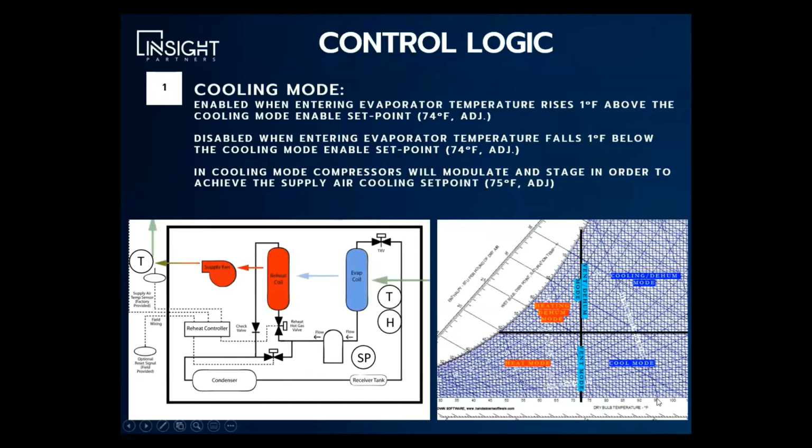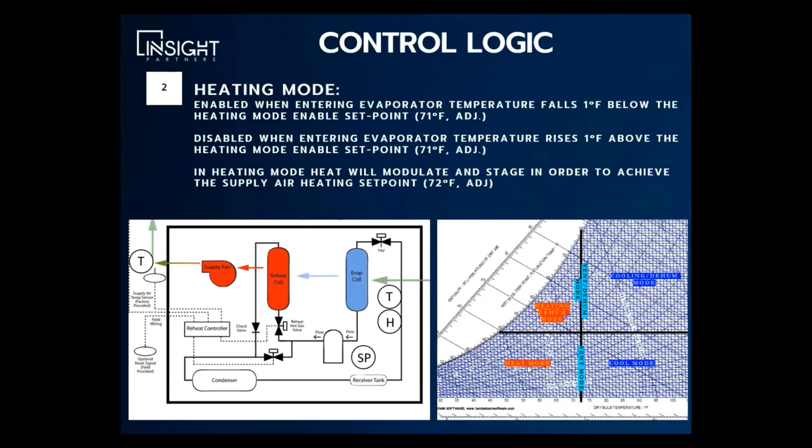We will enter into cooling mode. We're in this bottom right-hand corner of the psychrometric chart, where the air is warm but dry. In order to deliver neutral air, the compressors just need to modulate in stage in order to achieve the supply air cooling set point of 75 degrees, which would provide you neutral temperature air.